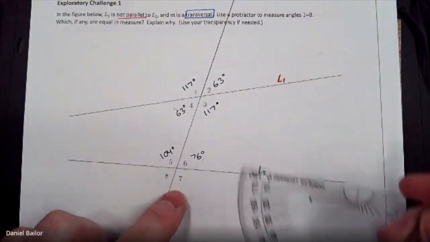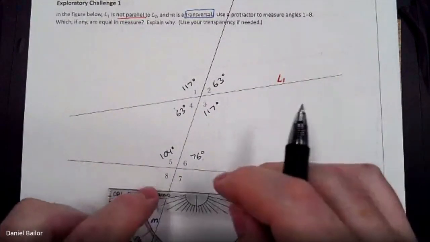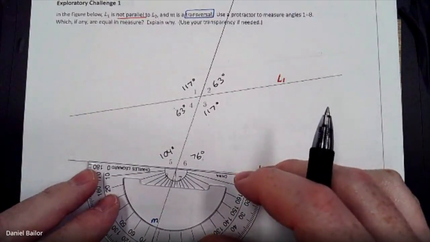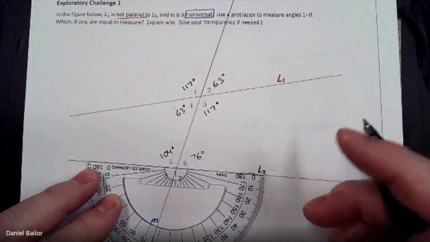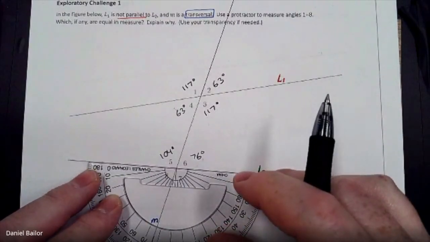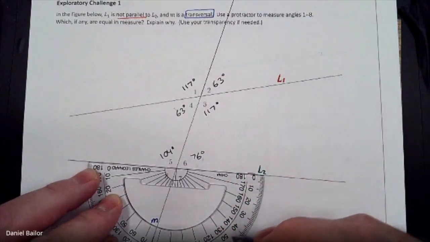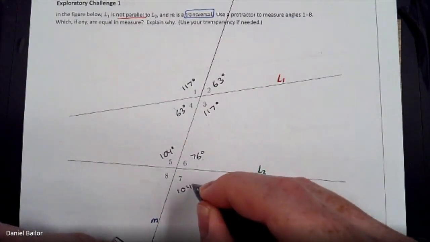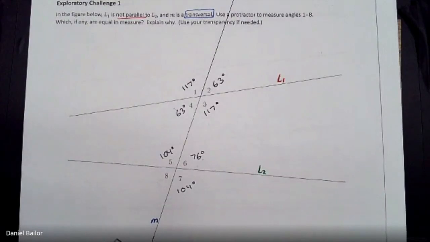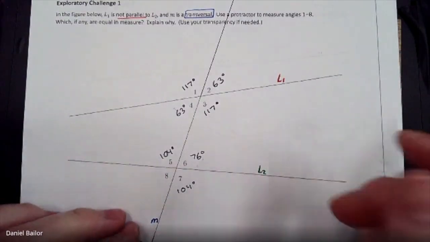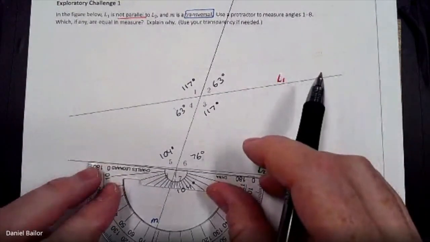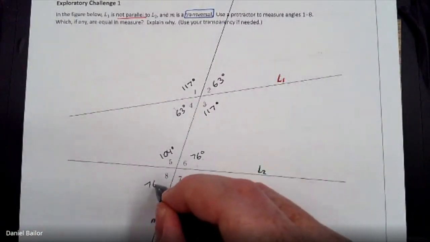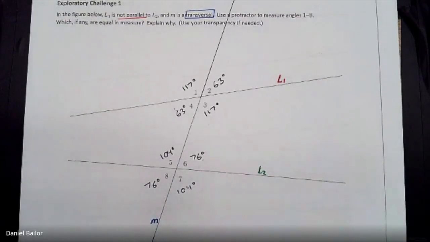What do you think angle 7 is going to be? Make a prediction right now while I get my protractor set up. Angle 7, we start on this side. We go all the way up to 90, 100, and 104 degrees. I wonder if your prediction was correct. Now, you can predict number 8. I'm not going to measure it. I'm just going to tell you it is also 76 degrees, just like angle 6.